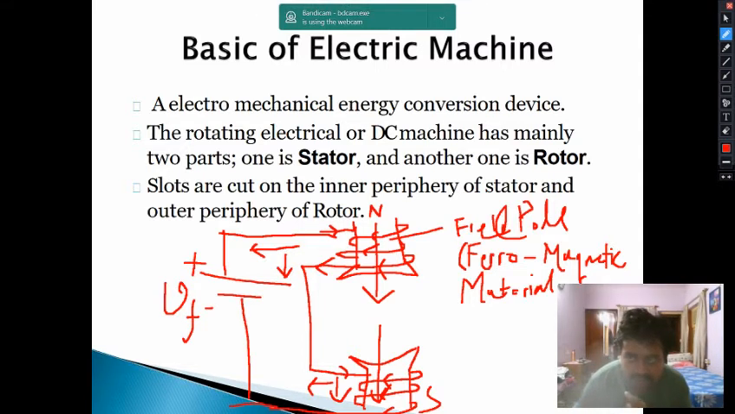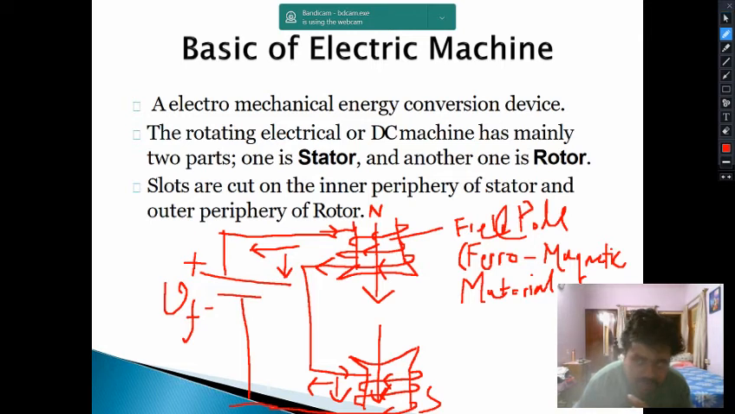Now likewise, if I focus, without this field your machine will not operate. So the field is absolutely essential. Without this field your machine will not operate.